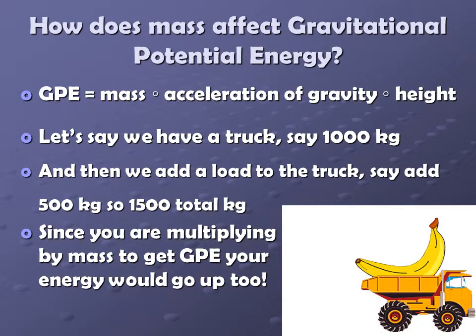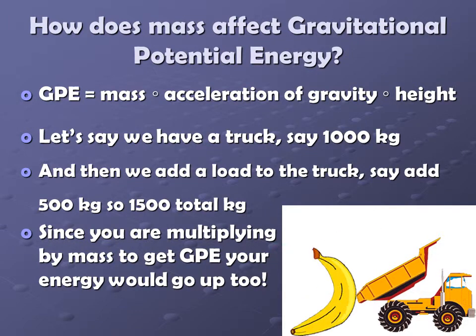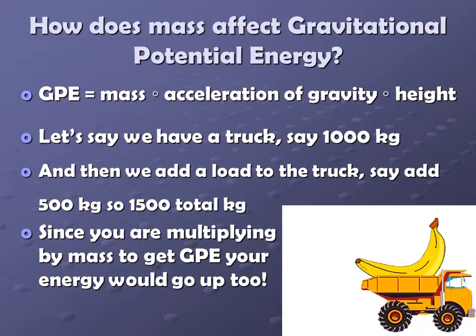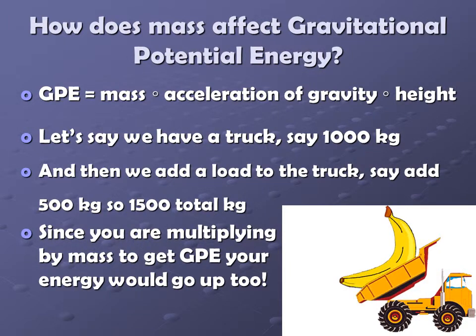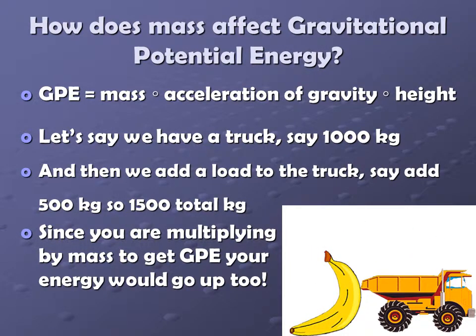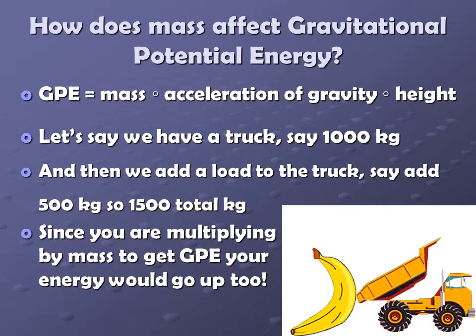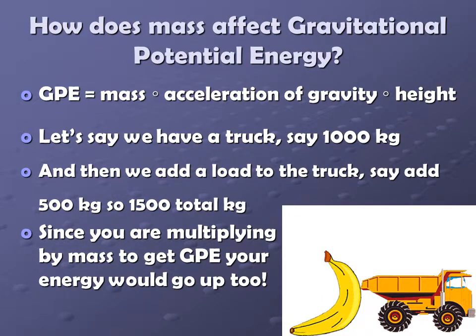So we're going to talk about how mass can affect gravitational potential energy. That's going to be similar to how we talked about how it could affect kinetic energy, so we're going to use the same analogy here. We have a truck. We can say that it's 1,000 kilograms, and we add a load to the truck, so we make it heavier. Say we add 500 kilograms. So the total mass now is 1,500. Since we're multiplying by a larger mass, our GPE is going to be larger too.